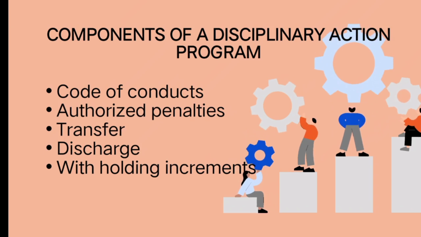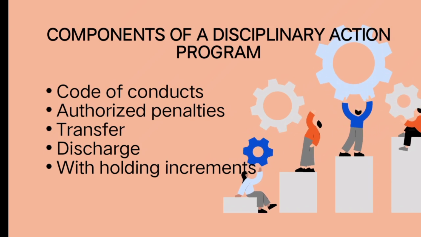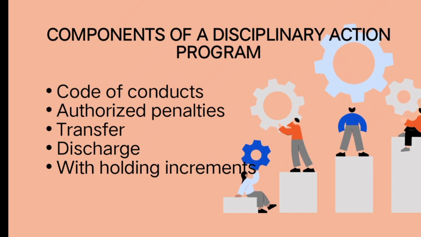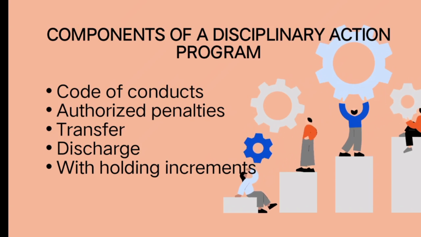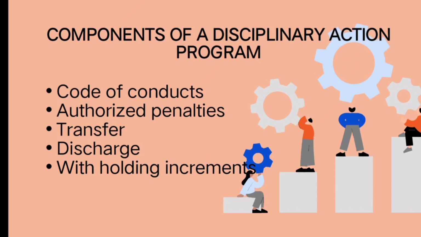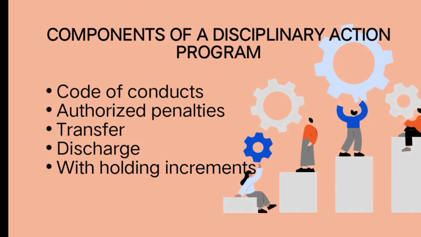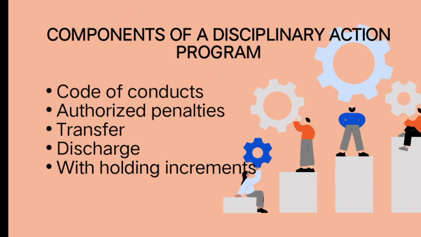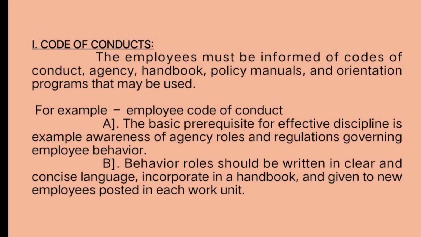Next is authorized penalties. Each and every institution has authorized penalties, like transfer of persons, suspension of persons, or collecting a fine from persons. Based on the authorized penalties, we can proceed with the employees for disciplinary actions. Next is transfer of the employees or dismissal of the employees.